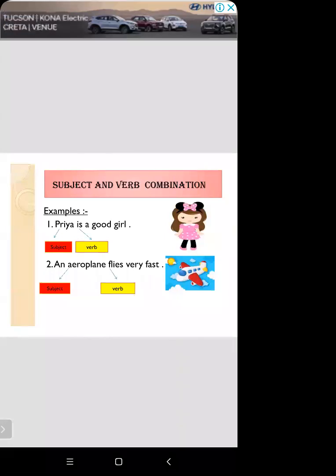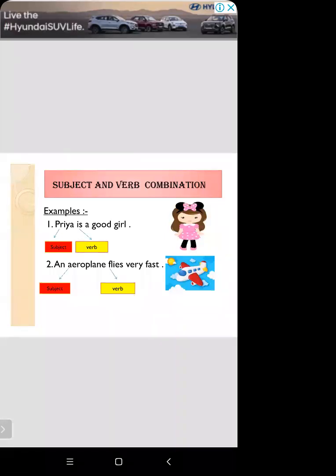उड़ने का काम कौन कर रहा है? एरोप्लेन. हम किसके बारे में बात कर रहे हैं? एरोप्लेन के बारे में बात कर रहे हैं कि एरोप्लेन फ्लाइज वेरी हाई. जो एरोप्लेन है वो बहुत ऊंचा उड़ता है. तो किसके बारे में बात हो रही है? एरोप्लेन के बारे में बात हो रही है. So this is a subject in a sentence.